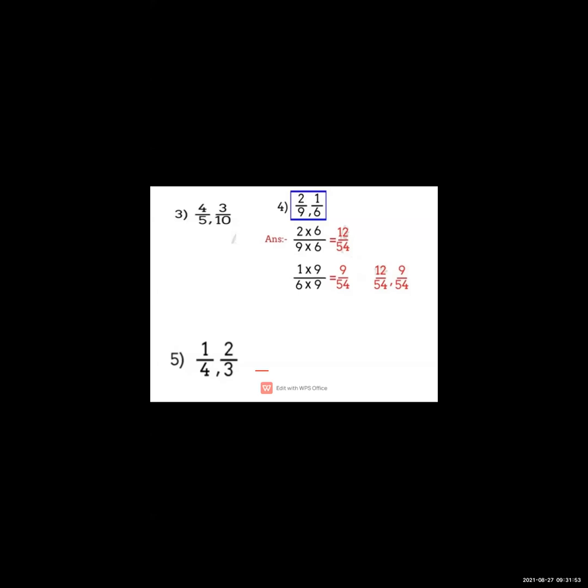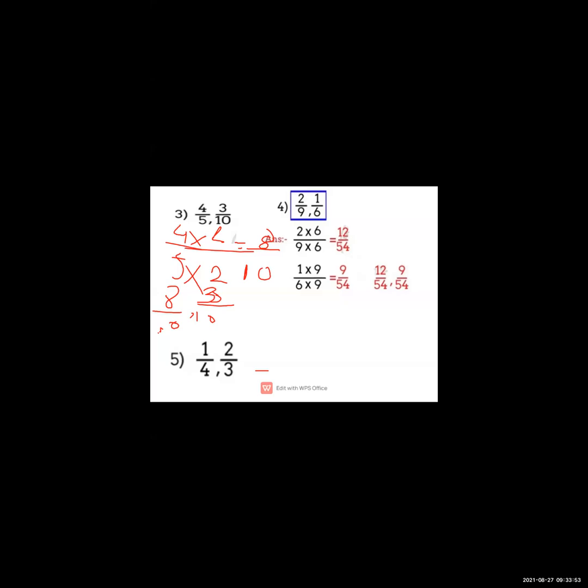See here, question number 3, 4 and 5. Okay. Question number 3, you are going to solve question number 4 and 5. See here. Mute yourself.